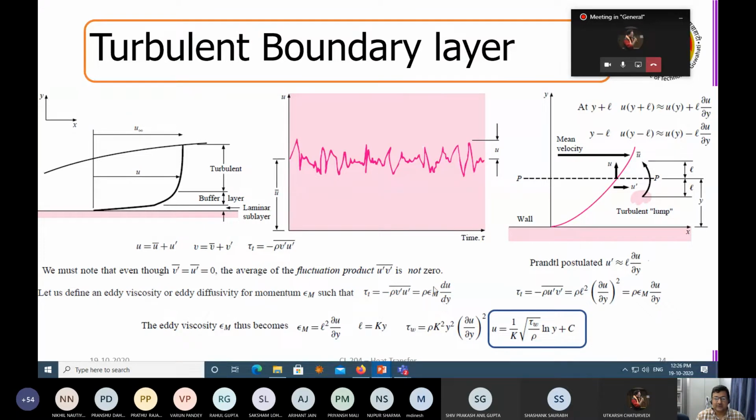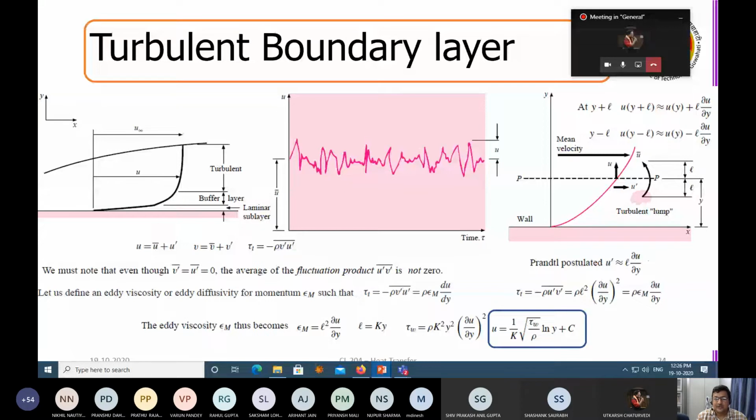So there's a terminology that is coming, which is called eddy viscosity or turbulent viscosity, which comes out to be proportional to this L squared into du by dy, because this is v dot u dot. Now what is L? L you define as ky. And then you can say tau_w is rho k squared y squared (du/dy) whole squared. These are all done based on certain analogies, certain assumptions.